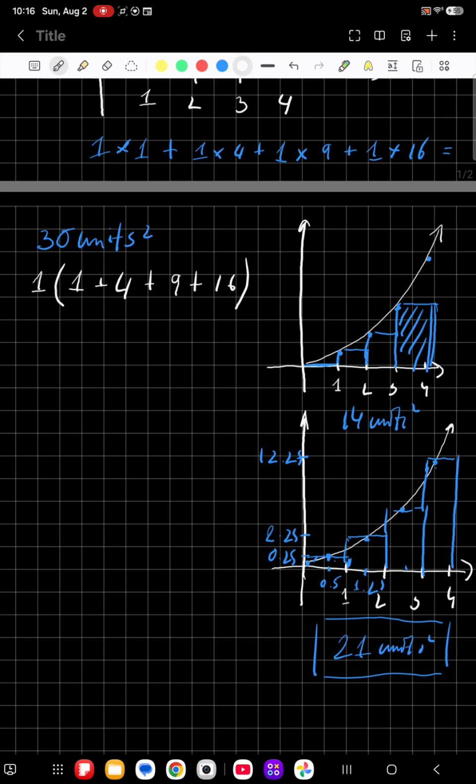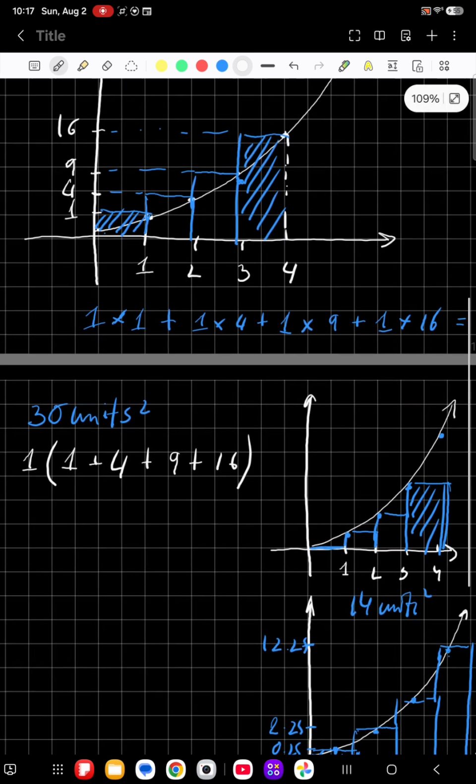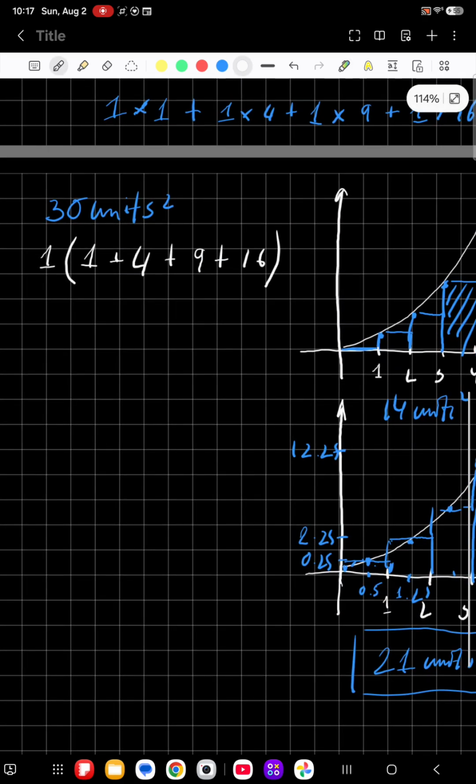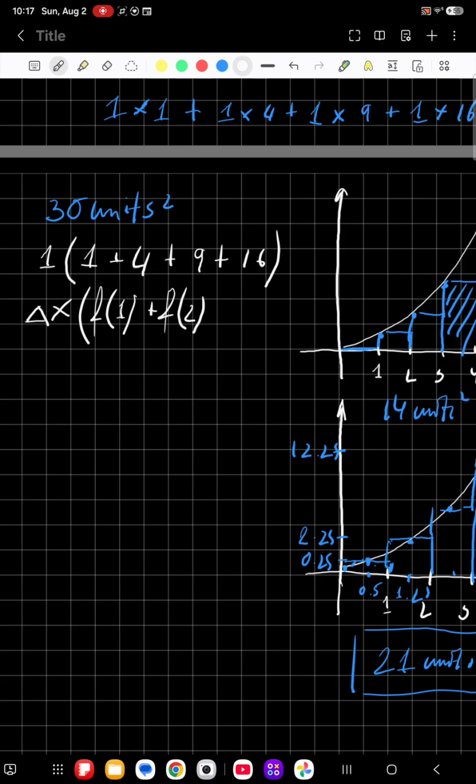Okay, so now let's make it more abstract. So that distance, that width, I'm talking about this width, I'm going to call it delta x. Okay, so we'll have delta x. And now, instead of writing 1, I will write f of 1. So it's going to be f of 1 plus f of 2. So that's how I got those heights. f of 3 plus f of 4.